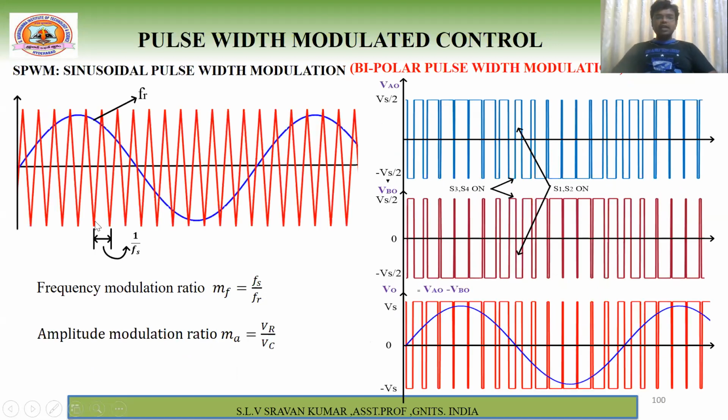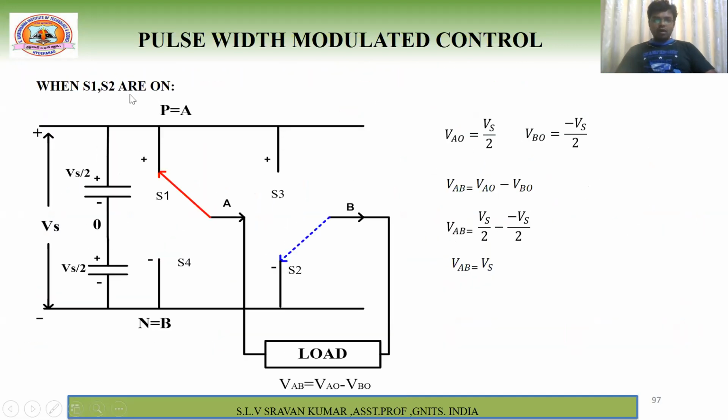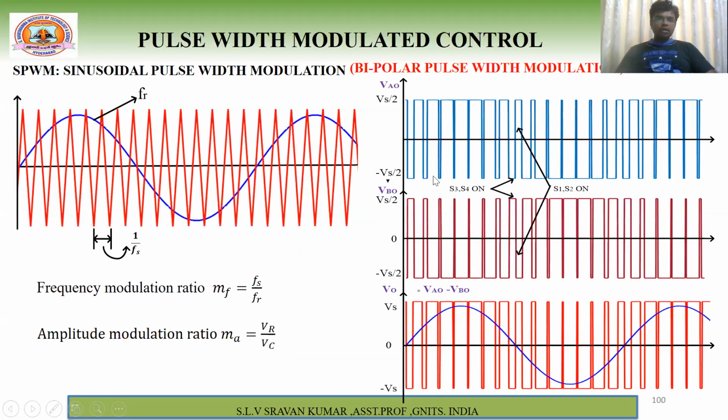For example, if the pulses increase, more number of pulses, see, more number of pulses. So this is your VAO, this is your VBO, this is your output voltage, right? Now you know that when S1 and S2 are on, VAO is nothing but Vs by 2, right? When S1 and S2 are on, what is VAO? Vs by 2. What is VBO? Minus Vs by 2, right?